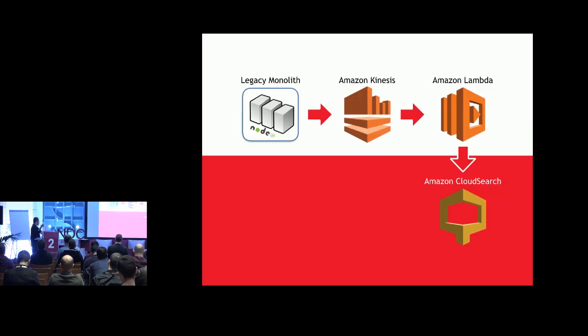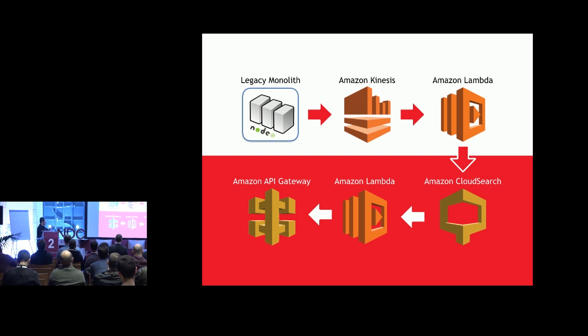Since we have our monolith publishing all state changes to a Kinesis stream, in terms of rewriting this search feature, I can just have a Lambda function that listens to user registrations, whenever users follow one another, or whenever they update their profile. For those events, I can react to them to update a user index in Amazon's CloudSearch, which is essentially a hosted version of Solr.